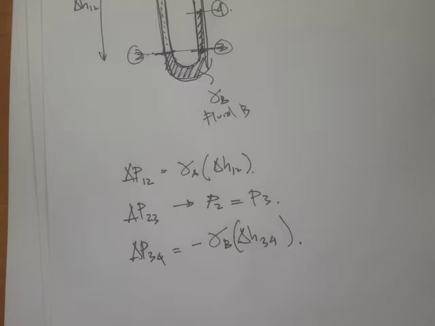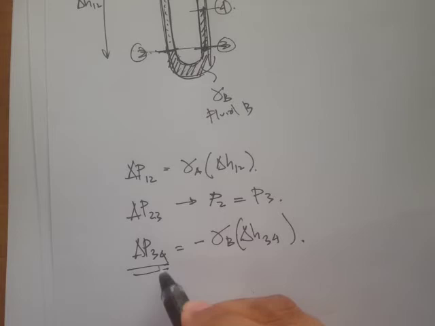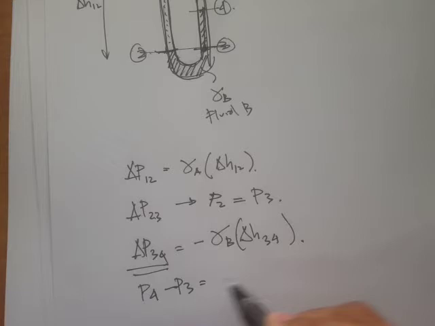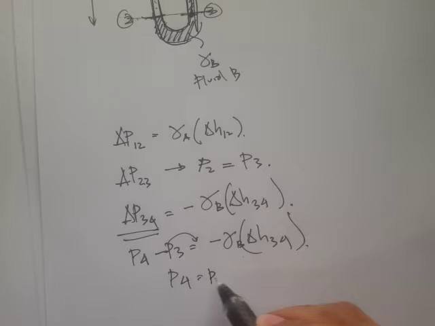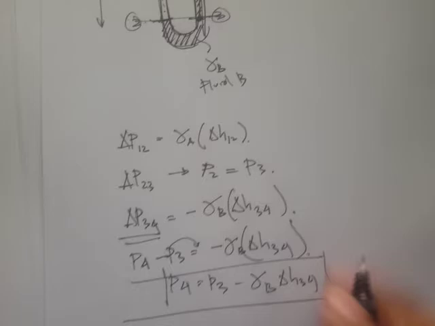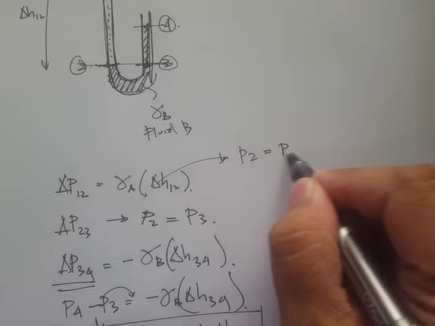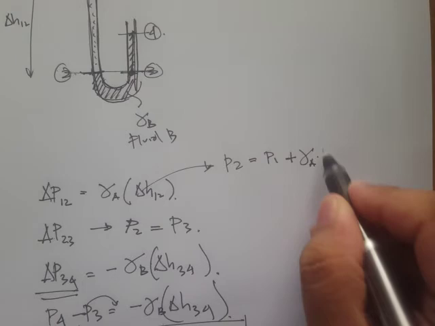If we expand this one, that's P4 minus P3, which is equal to negative gamma B delta H 3 4. Then P4 is equal to P3 minus gamma B delta H 3 4. And if we expand this also, what we get is P sub 2 is simply P sub 1 plus gamma A times delta H 1 2.